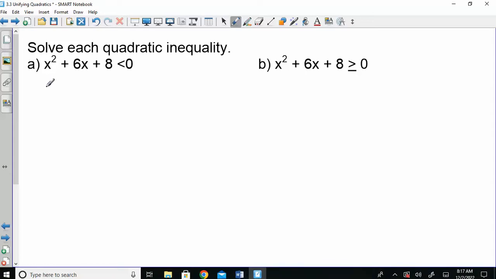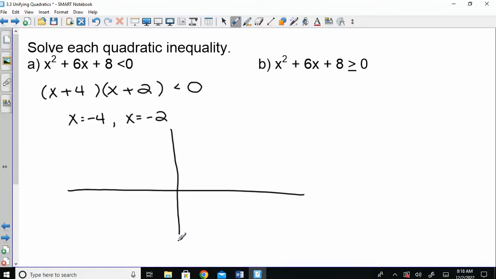So if I looked at this first one, we could factor that. What multiplies to 8 and adds to 6? x plus 4, x plus 2. So if we set each of them equal to 0, we get x equals -4, x equals -2. So that means if you were to look at a graph, it hits the x-axis at -4 and -2. This was a positive x squared, so we know it opens up.